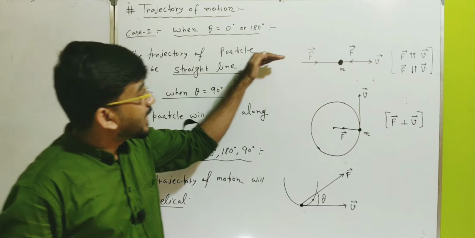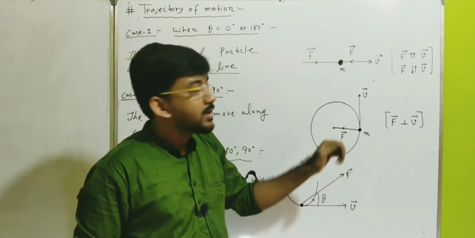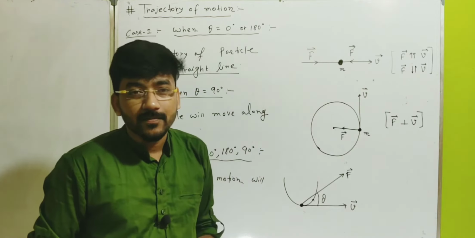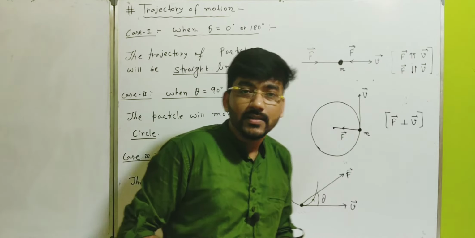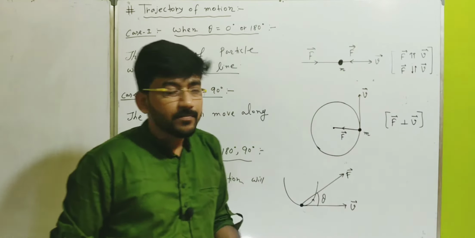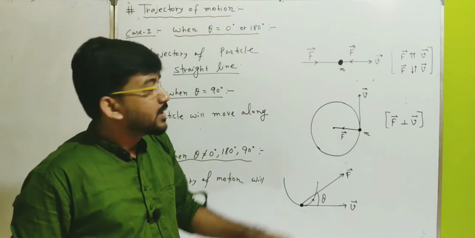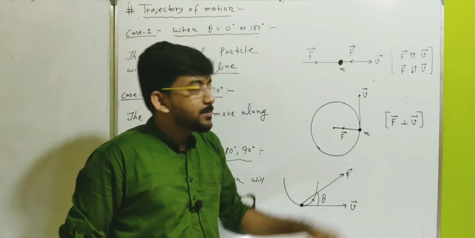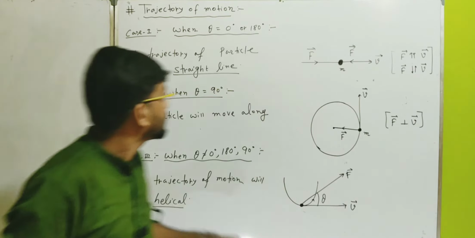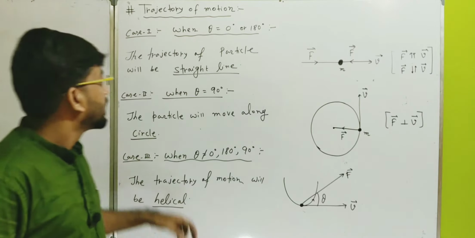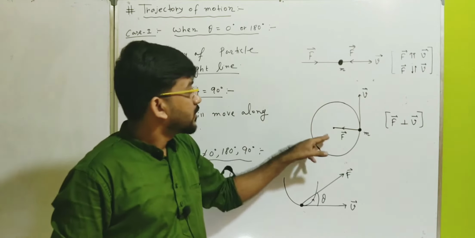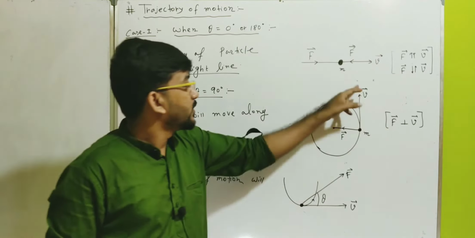If the force is acting along the motion, that is when F is parallel to V, then the magnitude of the velocity will increase, but the direction will not change. So the particle will follow the same straight line path. Similarly, if we give the force opposite to its velocity, that is when F is anti-parallel to V, then the velocity of the particle will decrease, but the direction of motion will not change, so it will follow the same straight line path. So for the first case, when theta is equal to 0 or 180 degrees, the trajectory of the particle will be a straight line.